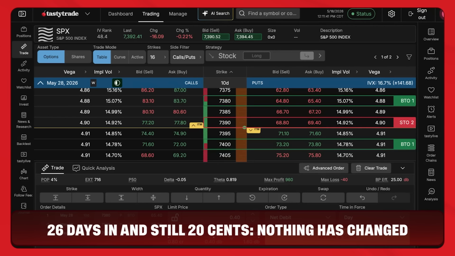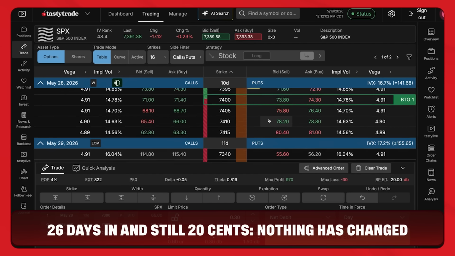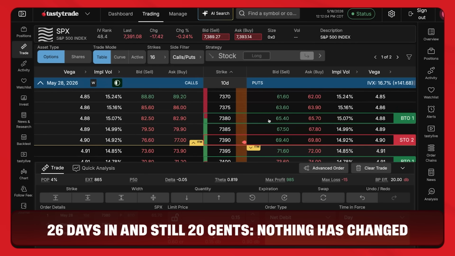Even though the index at 7392 is the closest, or the 7390 put is the closest to the index price, the butterfly hasn't increased in value. Because there's still too much uncertainty about where the SPX is going to land. It could go down to 73.75, could go up to 74.15. I don't know. Nobody knows. That's why they're not increasing the value of this butterfly yet.